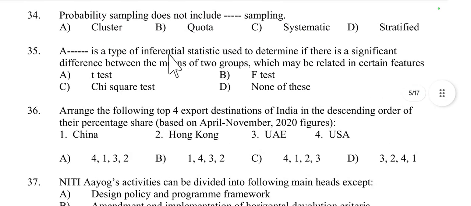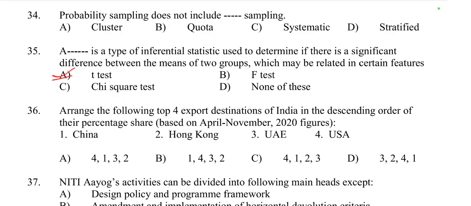Then question number 35. A dash is a type of inferential statistic used to determine if there is a significant difference between the means of two groups which may be related in certain features. It is called a t-test, f-test, chi-square test, or none of the above. So here it is called a t-test.